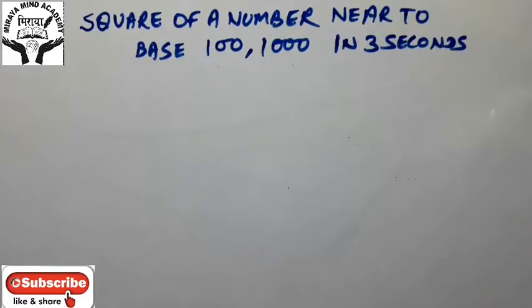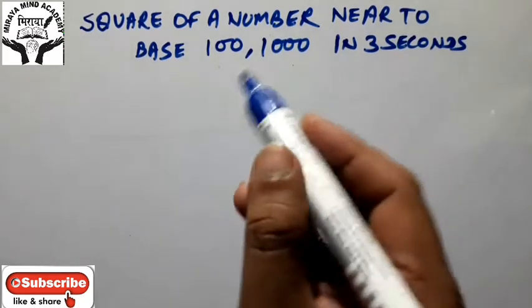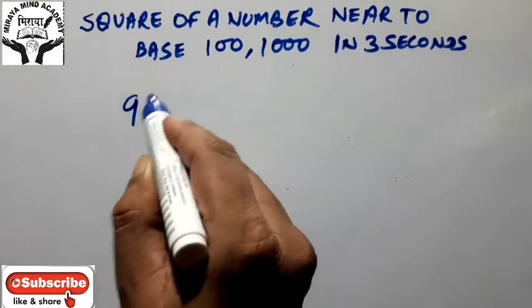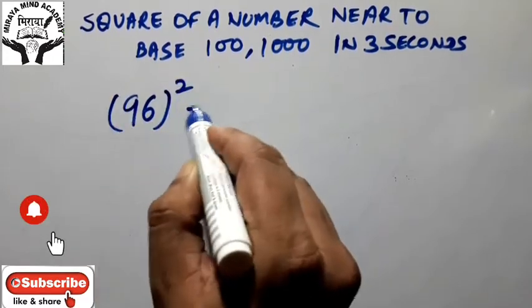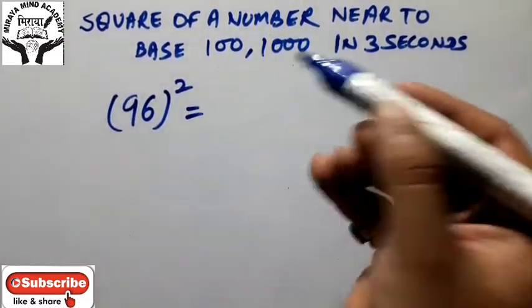In this video we are going to learn how to find the square of a number near to base 100 or 1000 in just 3 seconds. So we will try Vedic Maths tricks. Let's take the first example as 96. We need to find out the square of 96. It's a very fast trick. What you need to do, let's learn.